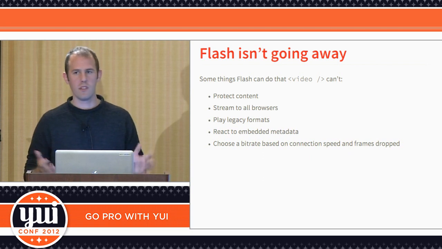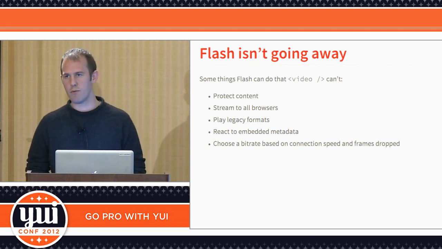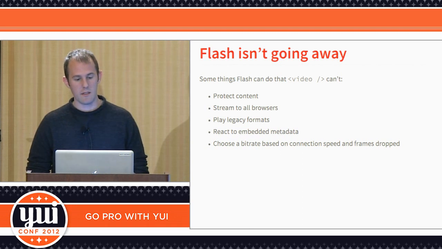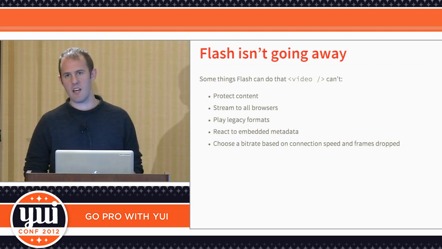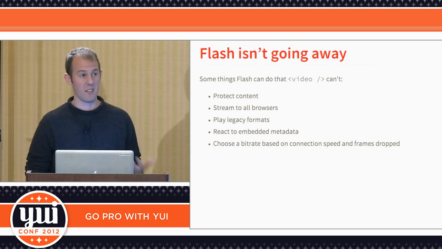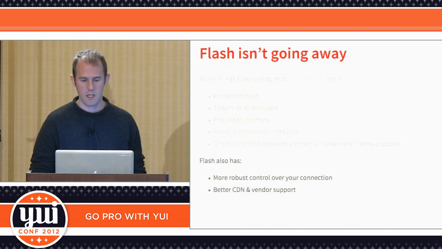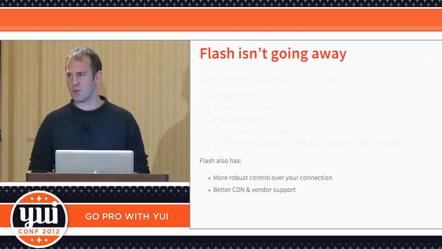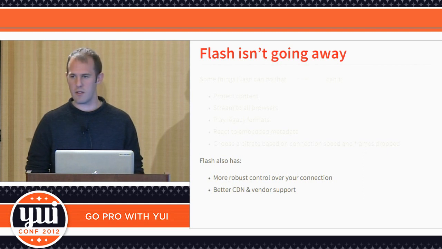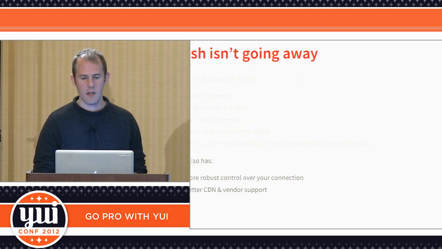There's millions of hours of online video that's been encoded in formats that HTML5 can't play. And HTML5 doesn't yet have an event interface for embedded metadata. So if you're trying to encode data about what's actually on the screen to your video player, it becomes very difficult to react to that. And you can't choose a bitrate for the user based on their actual connection and speed and whether or not they're dropping frames, which we do in Flash. Flash also has very robust control over your connection. You can find out all kinds of quality of service information, and it has a lot of vendor support right now as well.